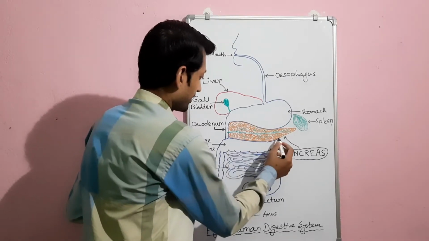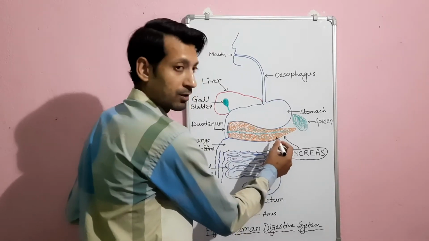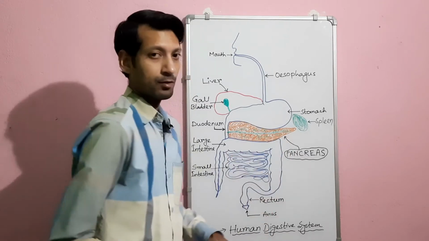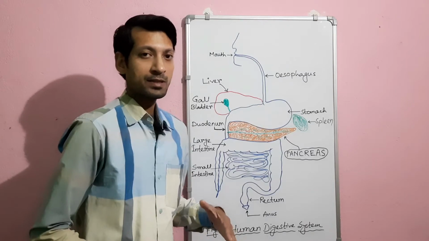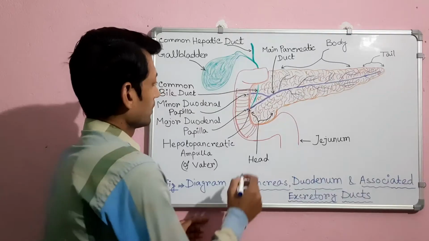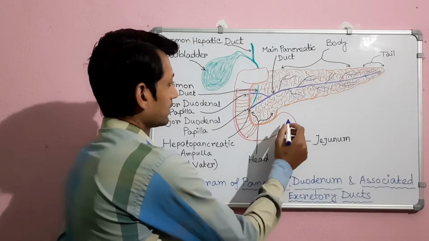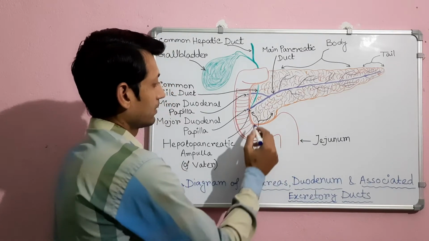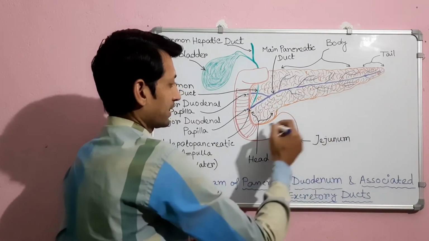It is shaped like a flat pear or a fish. It is extended horizontally across the abdomen. This is the enlarged portion of the pancreas. It is an elongated organ.